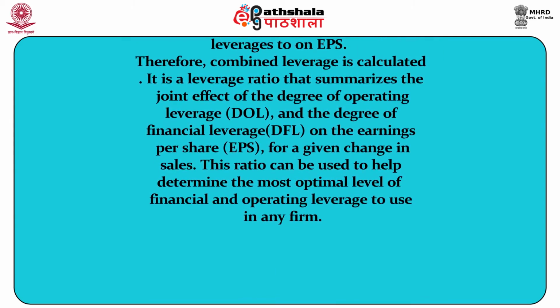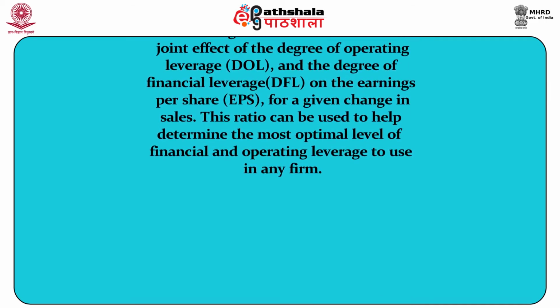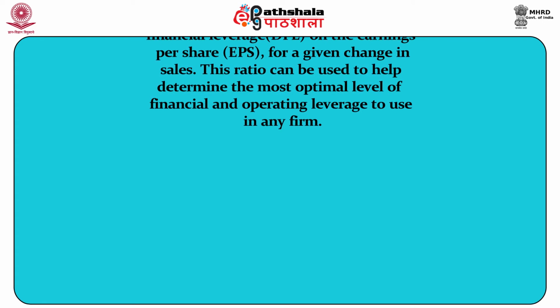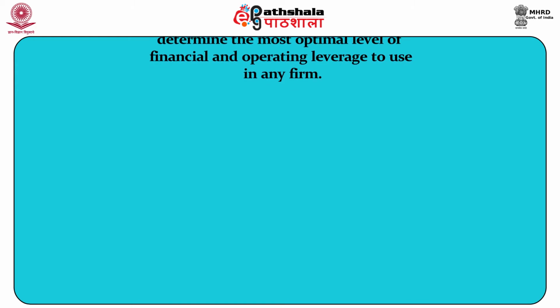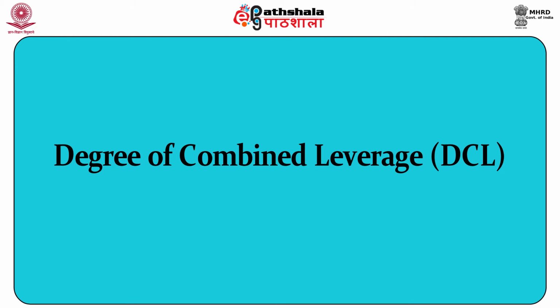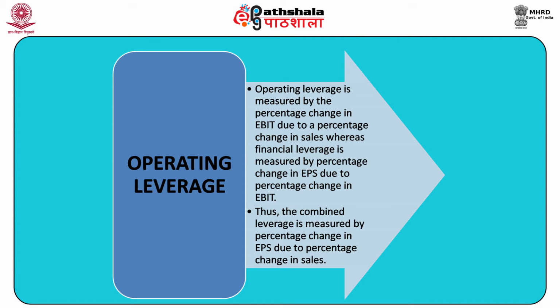It is a leverage ratio that summarizes the joint effect of the degree of operating leverage, that is DOL, and the degree of financial leverage, that is DFL, on earnings per share, that is EPS, for a given change in sales. This ratio can be used to help determine the most optimal level of financial and operating leverage to use in any firm. Now we shall discuss the meaning of degree of combined leverage, that is DCL. Let us first understand the computation part.